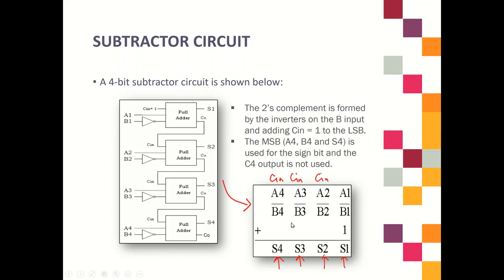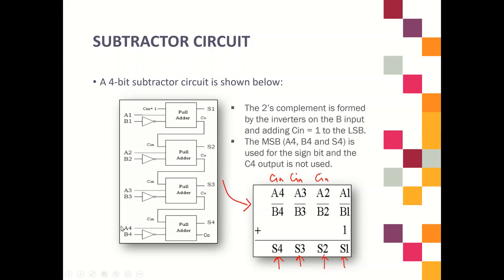So each column is actually represented by one full adder. Then for each column, when you add A, B bar and 1, you have S1 and also the C out. So C out must be connected to the next column, where it becomes the C in. This C out will be connected to the next full adder and becomes the value of C in. So you carry the same value from the C out. The same goes for the next full adder and the last full adder. So this is the 4-bit subtractor circuit.